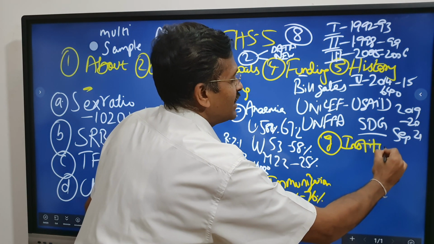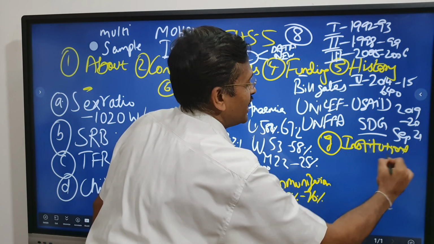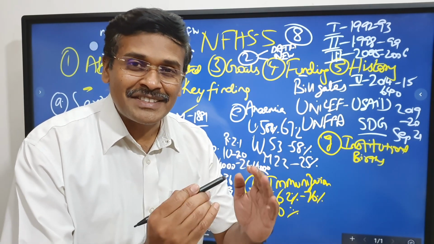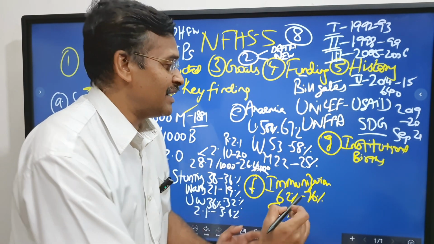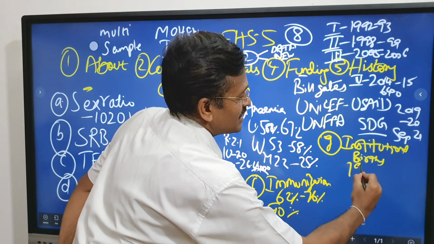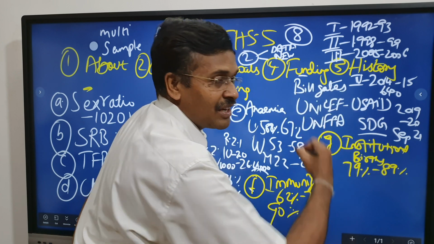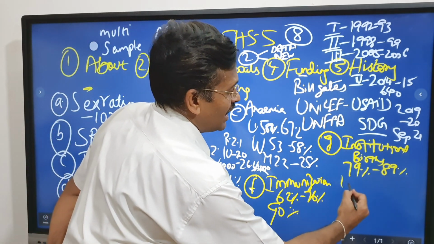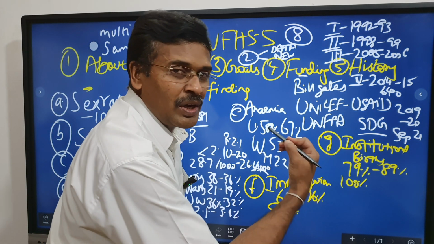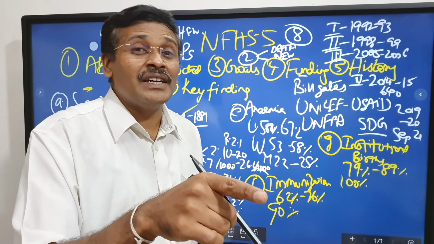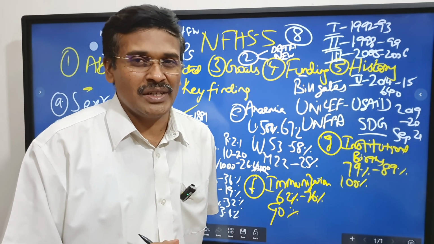The next, seventh parameter which we are going to see is institutional births. How much is the institutional births in India? This again has recorded a substantial increase in NFHS 5 from 79% to 89% at all India level. Institutional delivery is 100% in Tamil Nadu and Puducherry and 90% in 7 states out of 12 under phase 2.